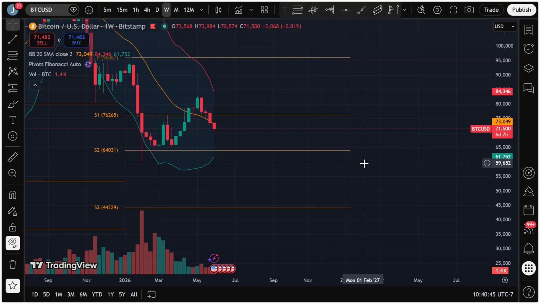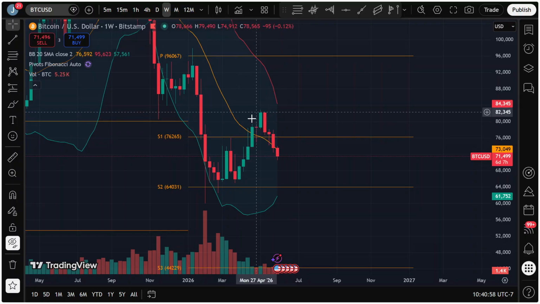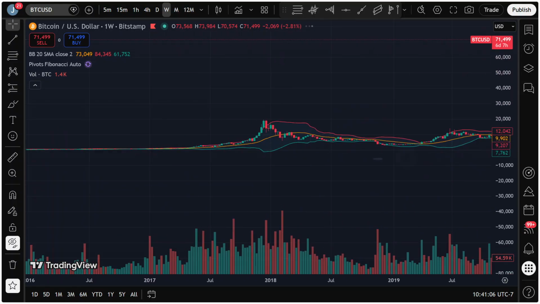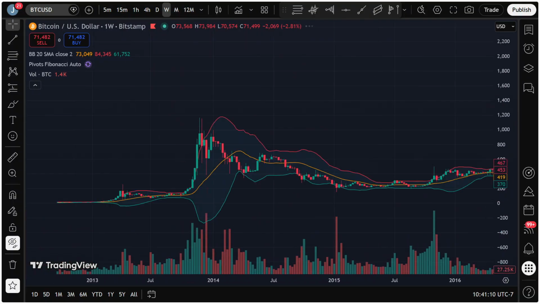So most importantly to note is the weekly SMA. We have broken back below the weekly SMA. So, obviously it's Monday, we got a long time until the Sunday close. However, this is the second longest period of time that we've spent above the weekly SMA in the history of Bitcoin. The only other example, as everyone on this channel already knows, because I talk about it in every single video, is 2014.